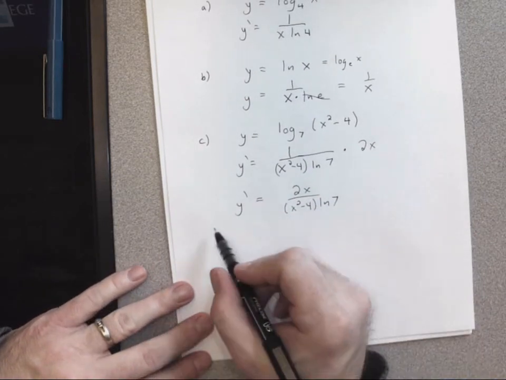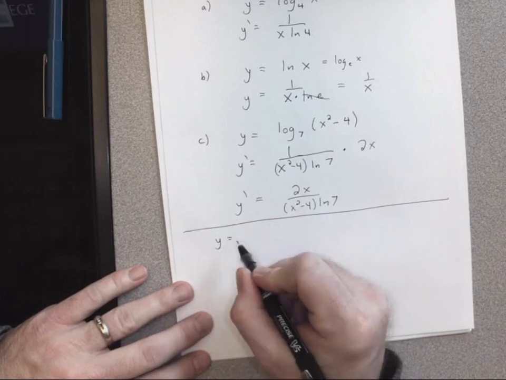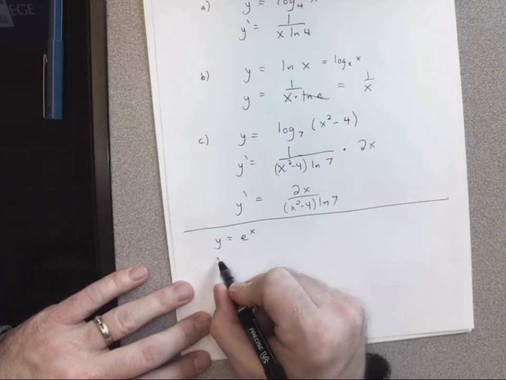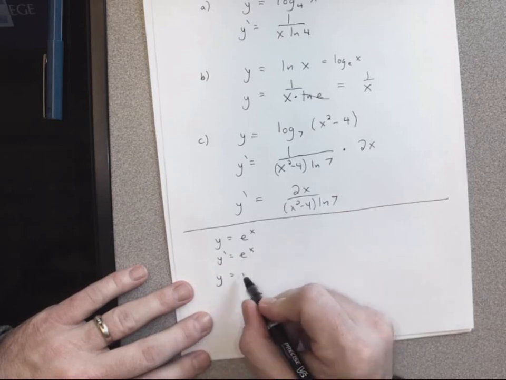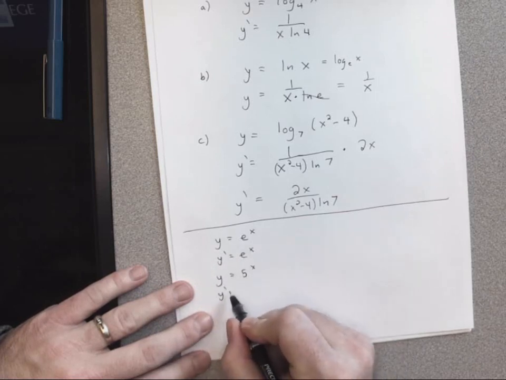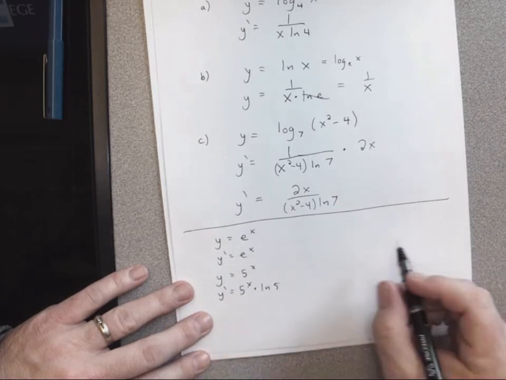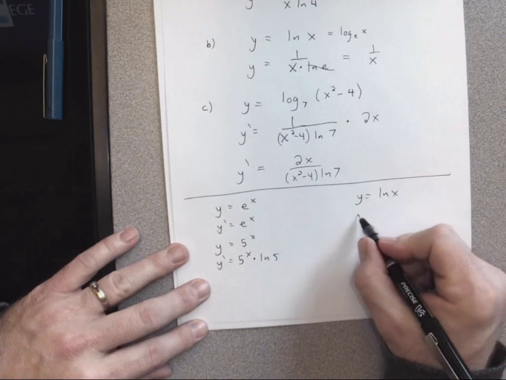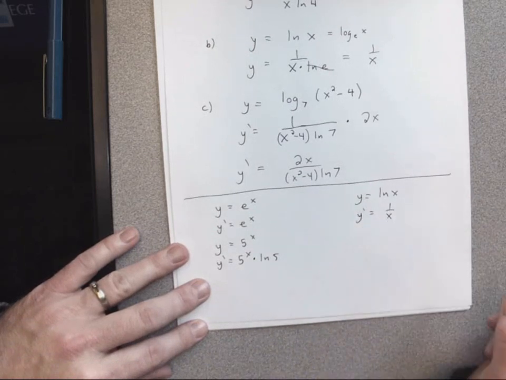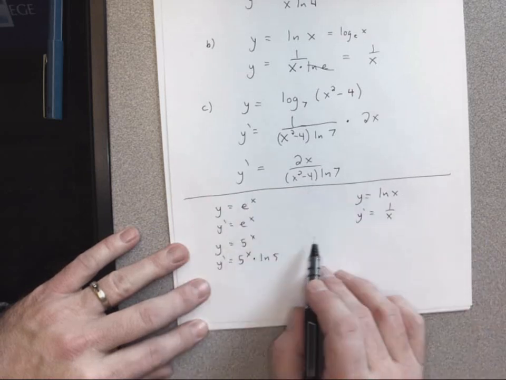So again, how I remember is, if y is equal to e to the x, then we know y prime is just e to the x. But if y is equal to like 5 to the x, then y prime is going to be equal to 5 to the x times the natural log of 5. Same thing with logarithms. If y is equal to the natural log of x, you know y prime is going to be equal to 1 over x. So these are the things that we tend to remember really easily.